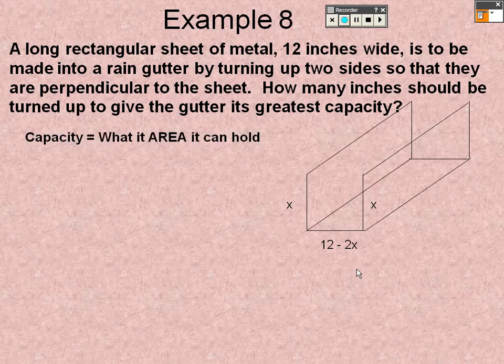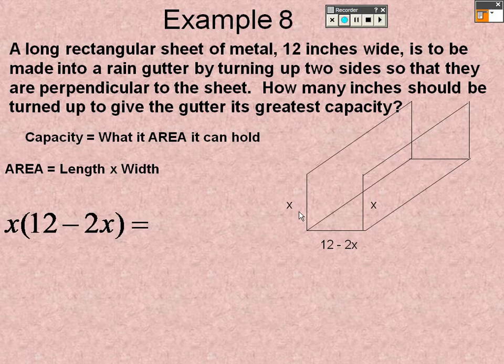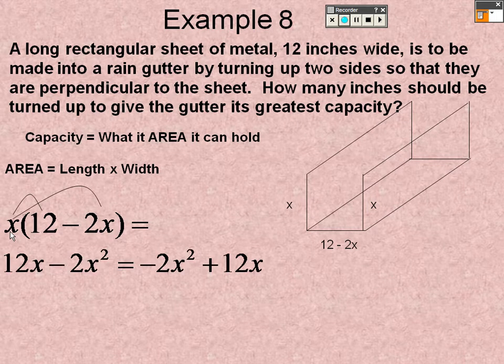So to find the area, because we want to know what it holds. The capacity is the area that we're talking about. The area, because we're basically going to end up forming some kind of quadrilateral, some kind of rectangle. It's length times the width. So I'm just going to multiply those two together. So it's x times 12 minus 2x. So I take that and go through. So I got 12x minus 2x squared.